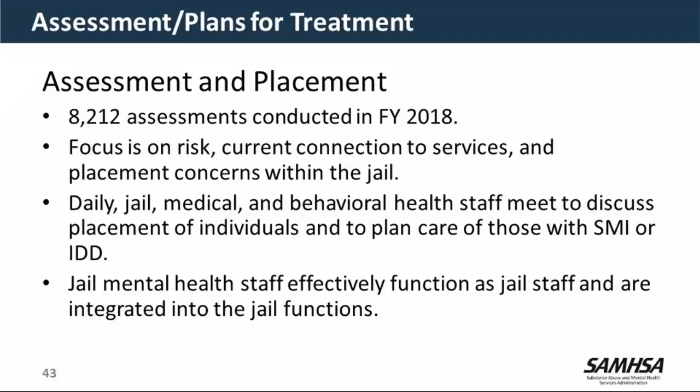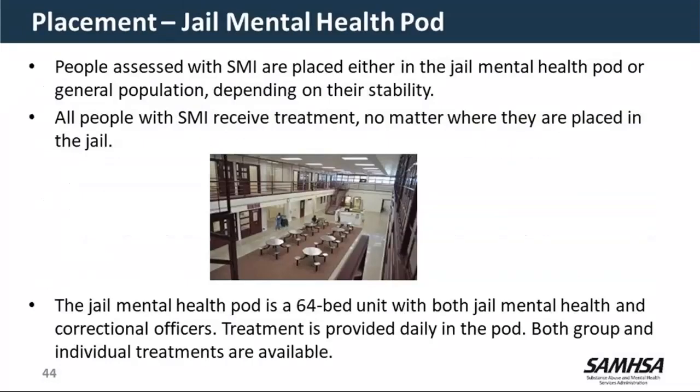And moving on. So placement, a jail mental health pod. People assessed with a serious mental illness are placed either in the jail mental health pod or the general population, and that really depends on that individual's stability at that point in time. And they can be moved in and out if need be. All people with a serious mental illness receive treatment, no matter where they're placed in the jail.